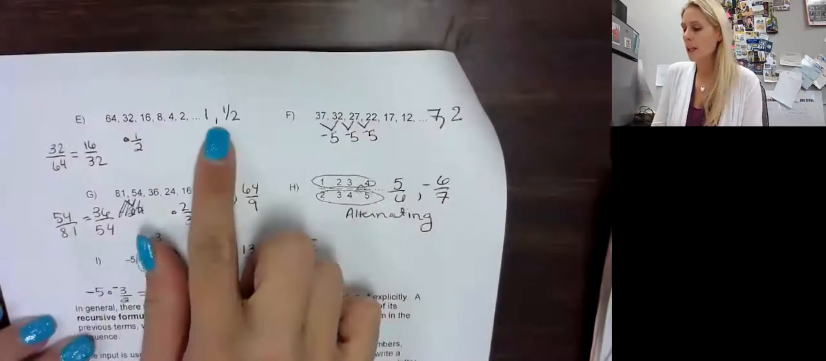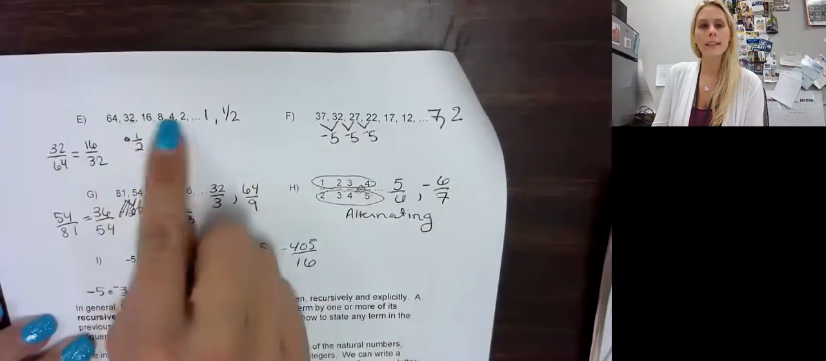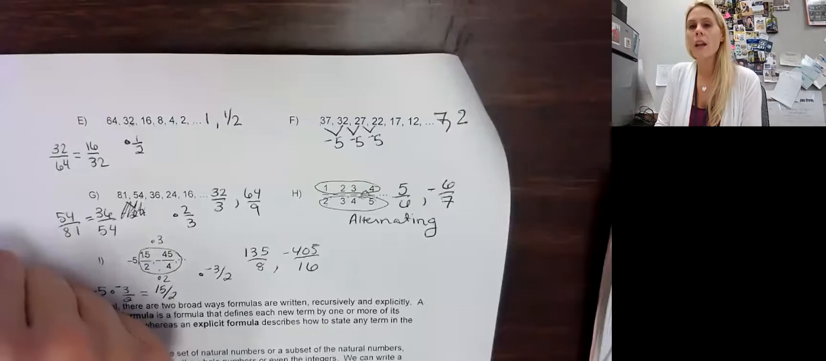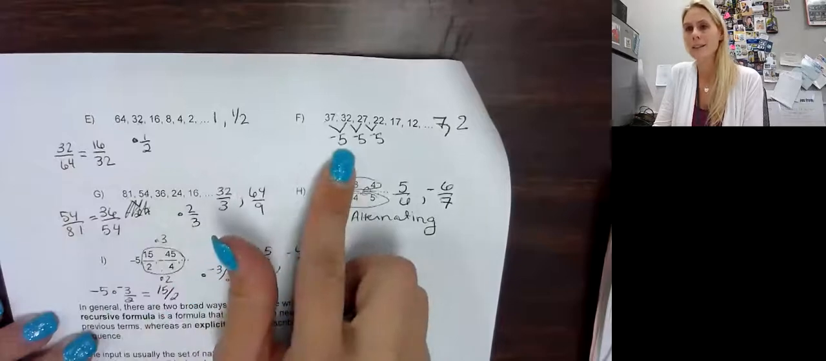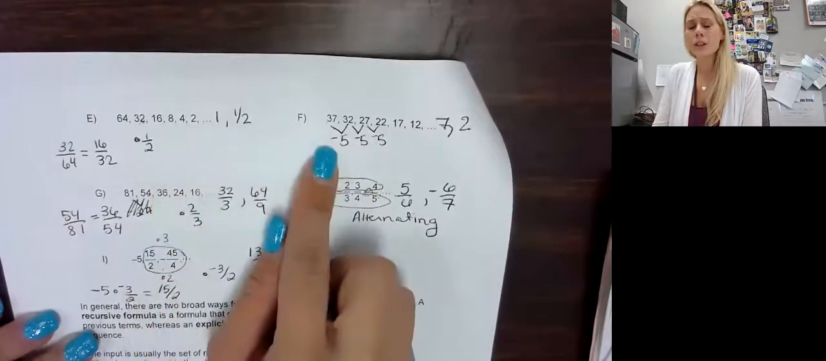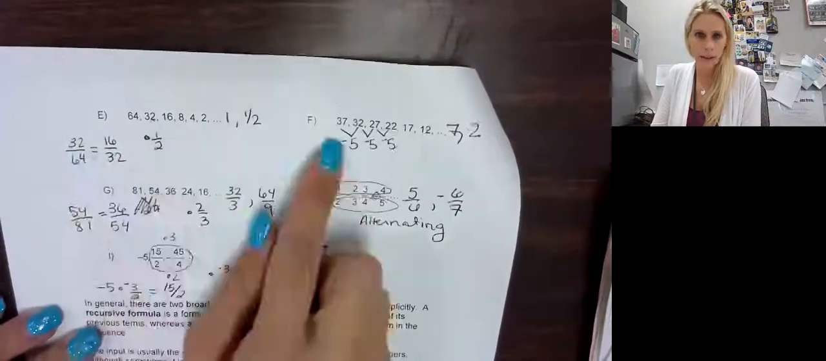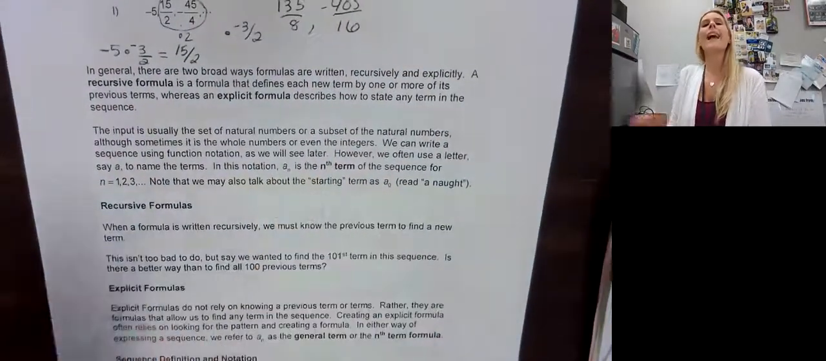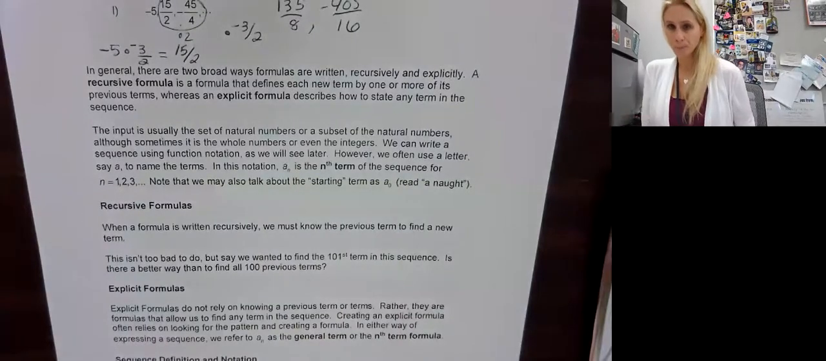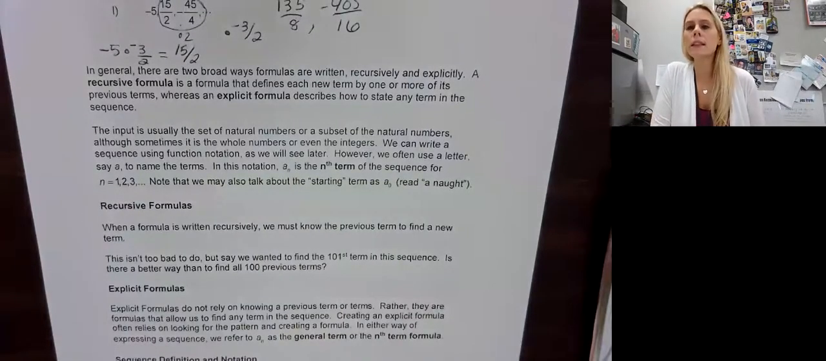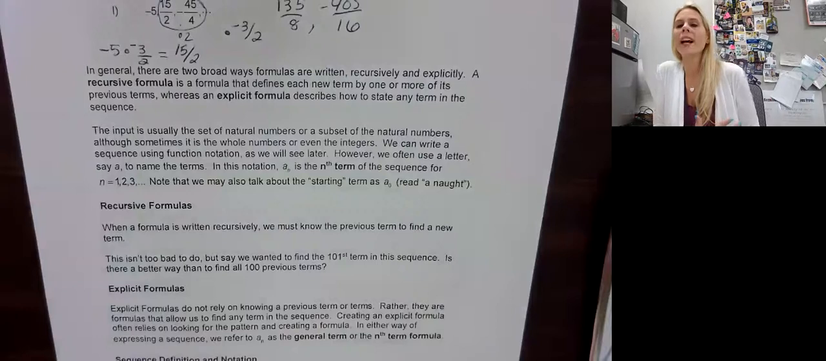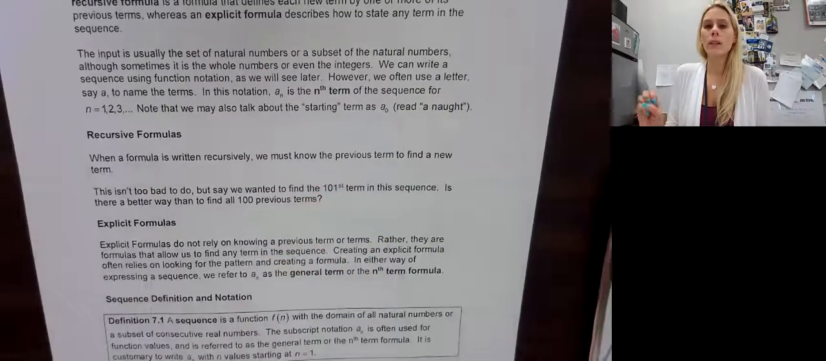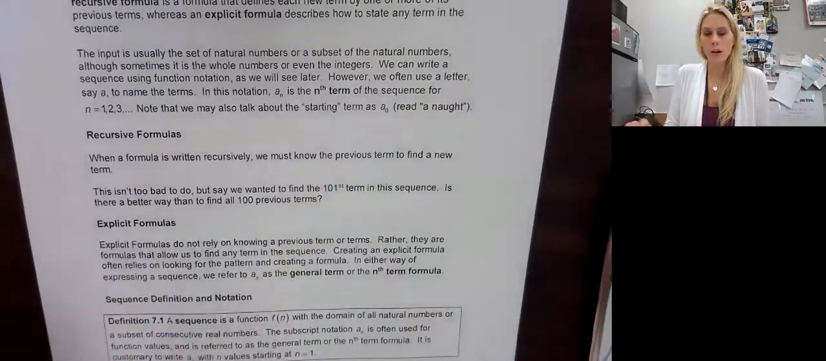Like on here for E, if I wanted to know the, let's see, this is 6, 7, 8. If I wanted to know the 10th term, it might not be that bad to just keep multiplying by half until I get to the 10th term. But if I asked you to find the 100th, the last thing you want to do is write out 100 terms. That is where the explicit formula comes in. So the explicit formula is an actual equation that we create that allows you to find any term at any place. Okay. Now, some things that I want you to be aware of.